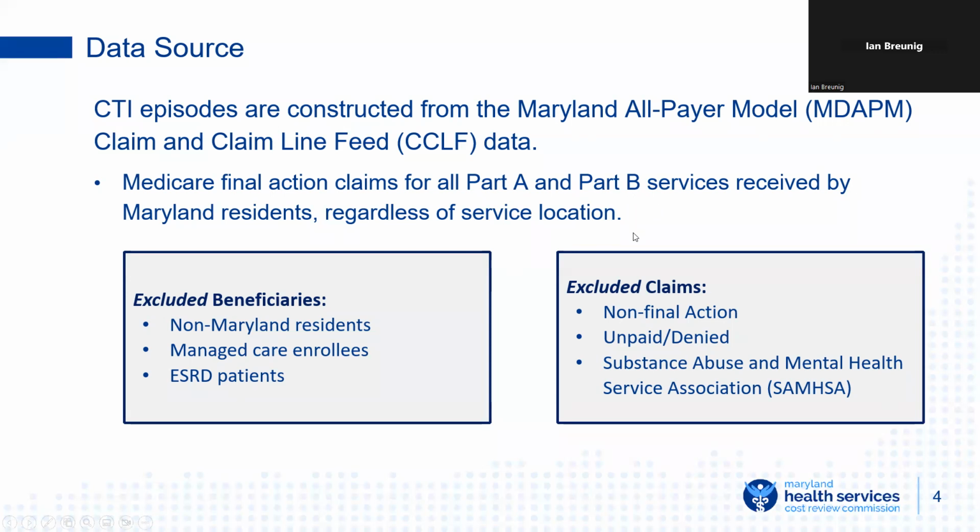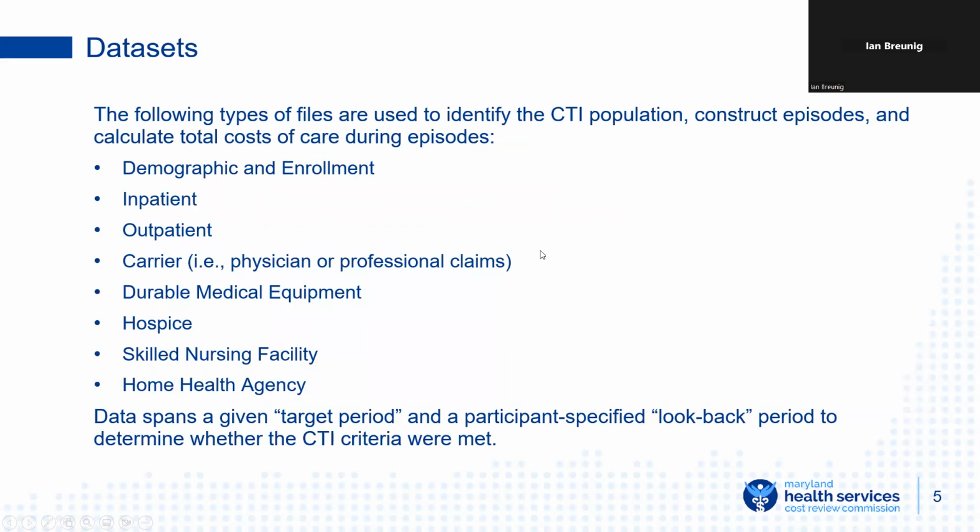And again, the claims in the CCLF data are all final action, paid, not denied, but they also exclude the SAMHSA claims, of Substance Abuse and Mental Health Services Administration. All right, so for the data sets, we use the whole gamut of file types available in the Medicare claims for Parts A and B, and also the demographic and enrollment files, to apply our criteria and identify the population. That's inpatient, outpatient, Part B carrier claims, DME claims, hospice claims, skilled nursing facility claims, and home health agency claims.